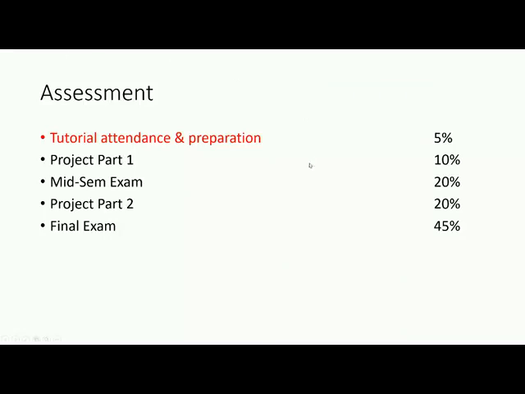Assessment. So this is basically straight from the ECP. The ECP, of course, is very important. Tutorial attendance and preparation, 5%. So this is not a huge number, but I made it red. Why did I make it red?